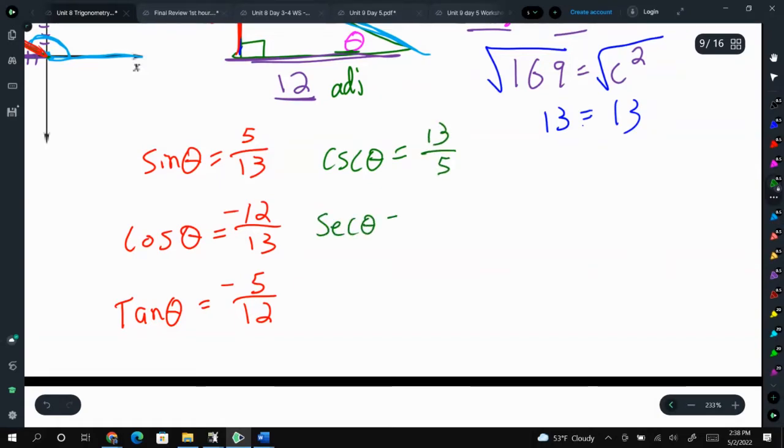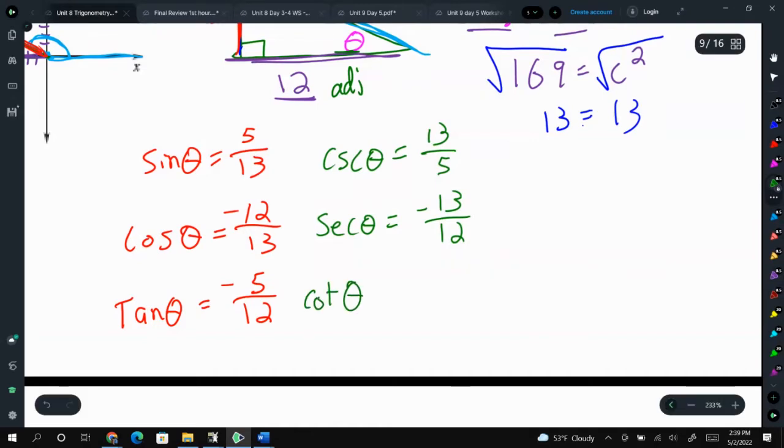Secant is going to be cosine flipped, so negative 13 over 12. And remember, when you're dividing by a negative, it doesn't matter if the negative's on top or bottom. Your quotient, or your overall answer, will still be negative. So that's why for cosine I had negative 12 over 13, but for secant it's negative 13 over 12. That will equal the same thing.